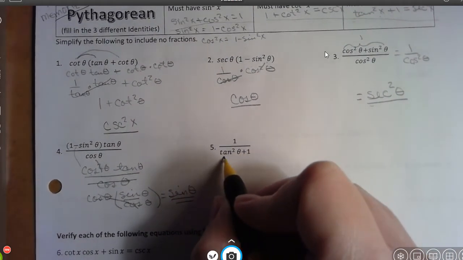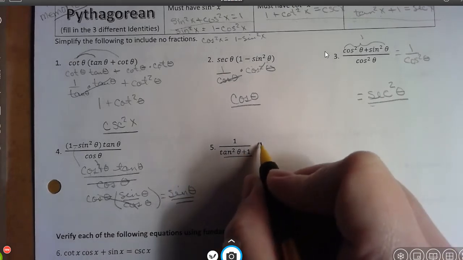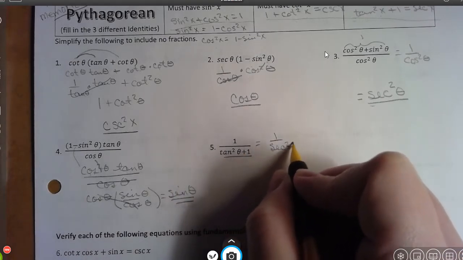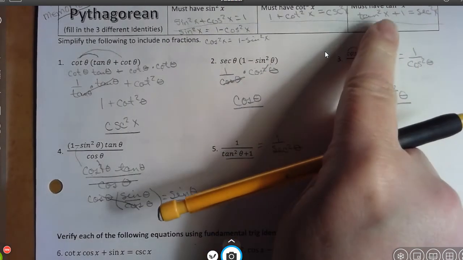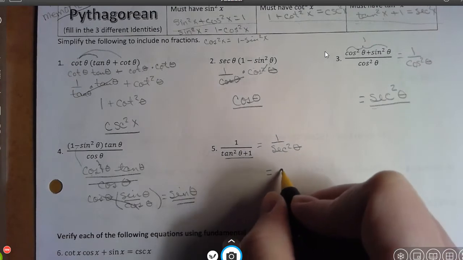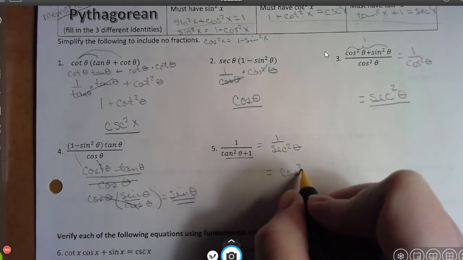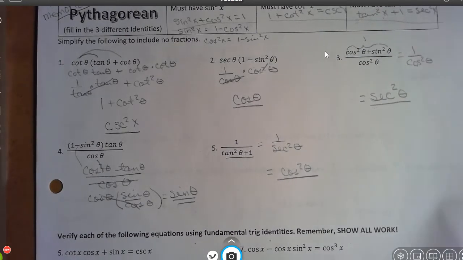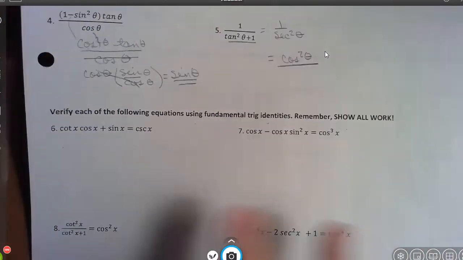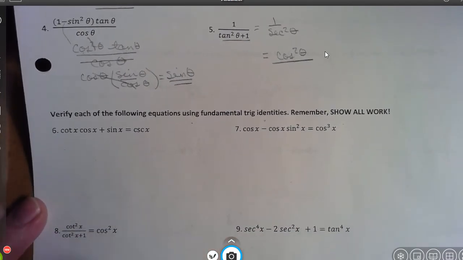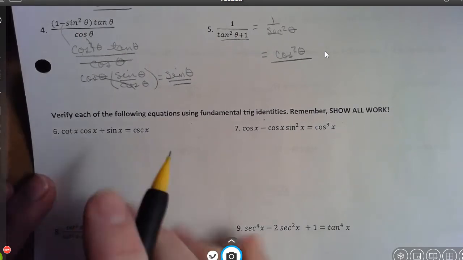Here I have tangent is secant, from this rule. All right, and 1 over secant is just equal to cosine squared theta. And I'm done. All right, on the next ones, at the bottom, these are verifying. And you all have gotten a lot better at your verifying. Not 100%, but a lot better.